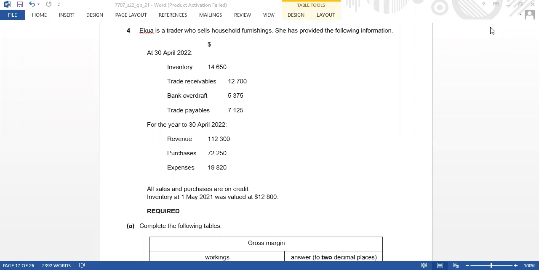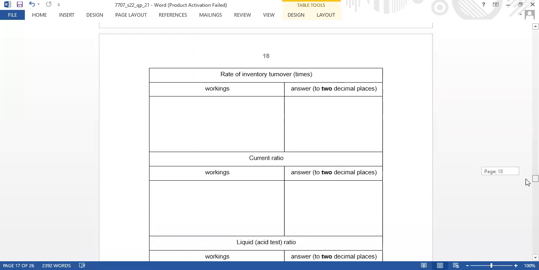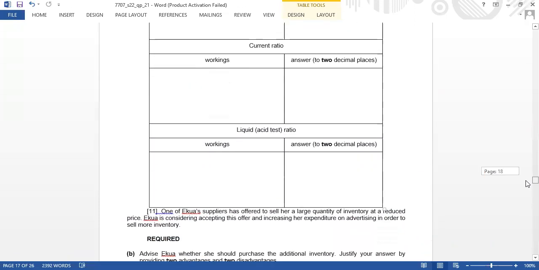Today we are continuing the 7707 Summer 2022 paper of Accounting, Variant 21. Question 4. Iqua is a trader who sells household furnishings. She has provided the following information. We have to prepare the complete table. We have to calculate gross profit margin, rate of inventory turnover, current ratio, and liquid test ratio.